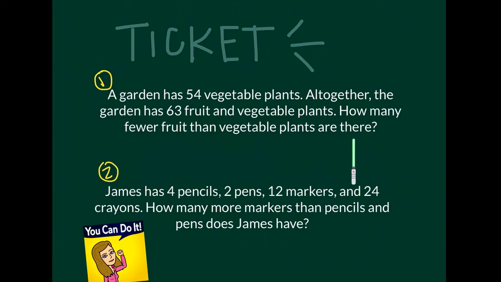Ooh, definitely 2 steps in this one. Take your time as you solve. Take it part by part. Number 2 reads, James has 4 pencils, 2 pens, 12 markers, and 24 crayons. How many more markers than pencils and pens does James have?